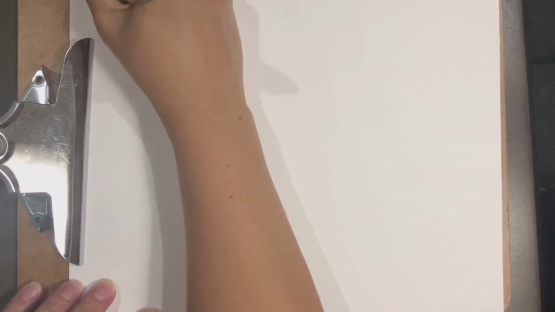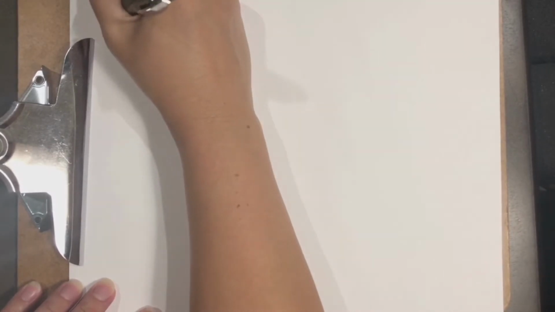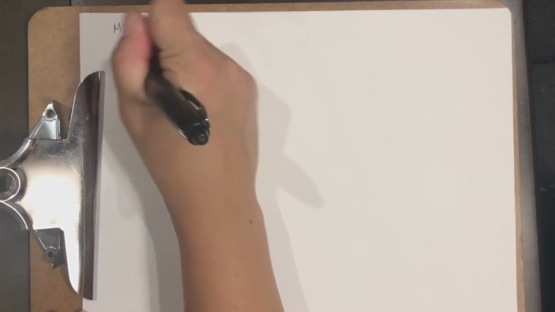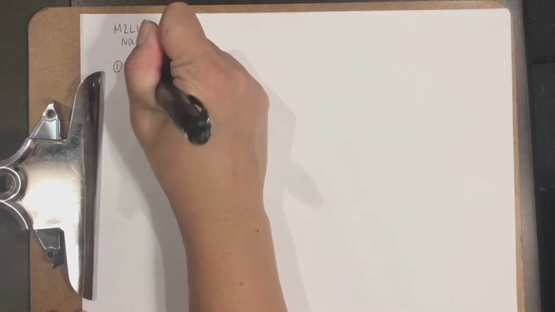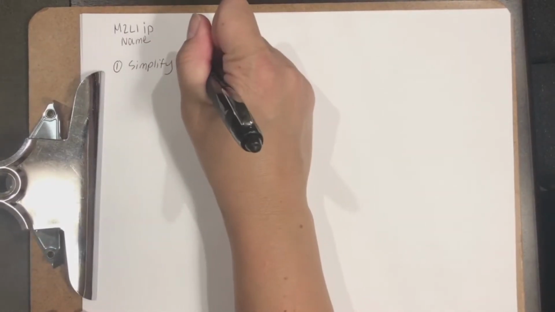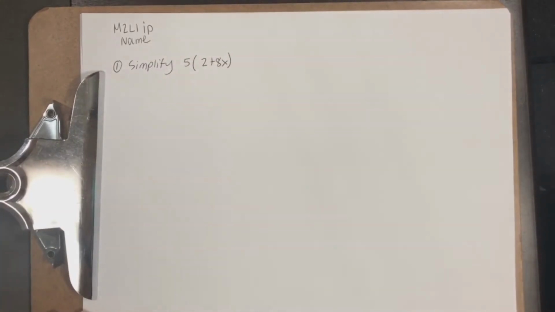All right, let's do Module 2, Lesson 1, Independent Practice. Remember to put your name. Number 1, simplify. 5, parentheses, 2 plus 8x, close parentheses.